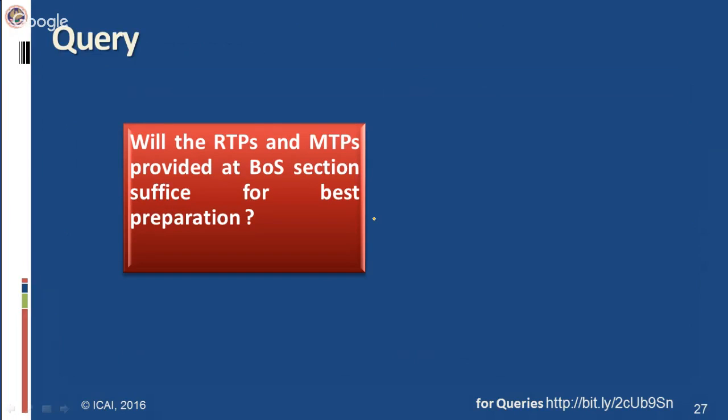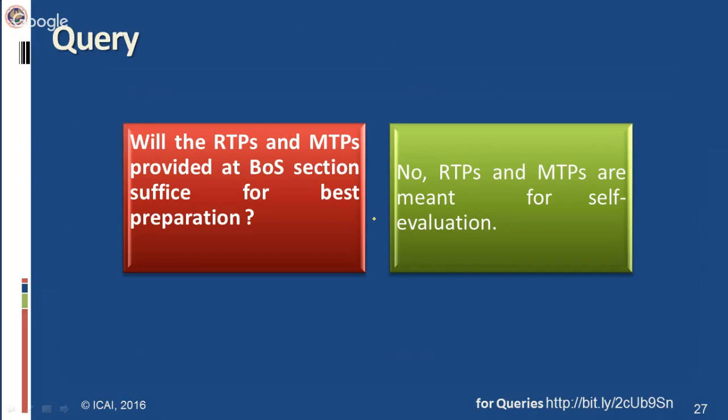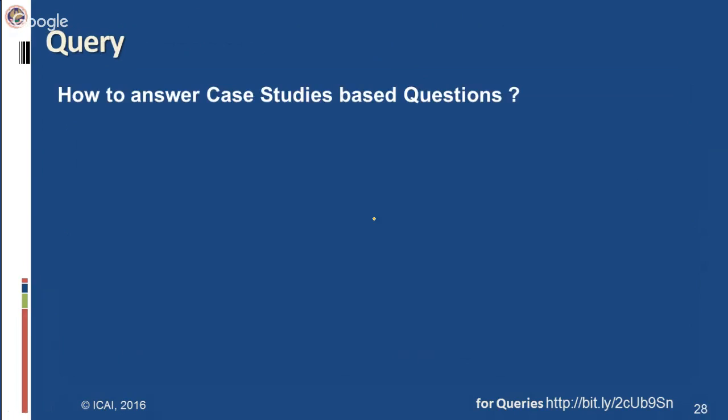There is a question regarding whether the RTPs and MTPs provided by the BOS section are sufficient for the preparation. Students, these RTPs and MTPs are only for your self-evaluation. MTPs are mock test papers, which we have already hosted on the website. You can attempt those questions. They will judge your level of preparedness. You can check the answers. You can know the level of effectiveness in your preparation. Even if any doubt is there, you can ask us also.